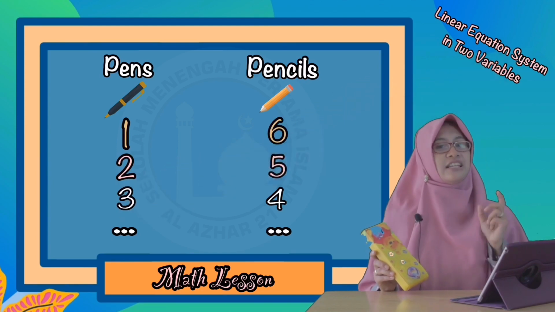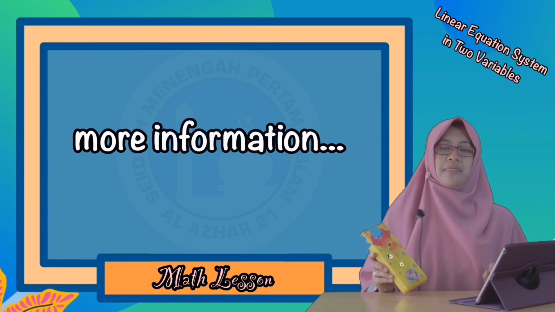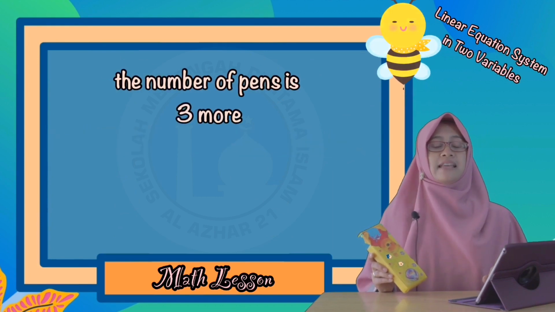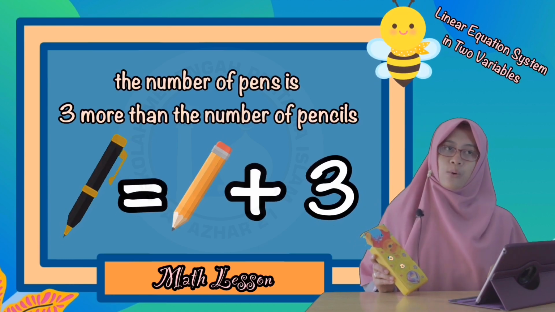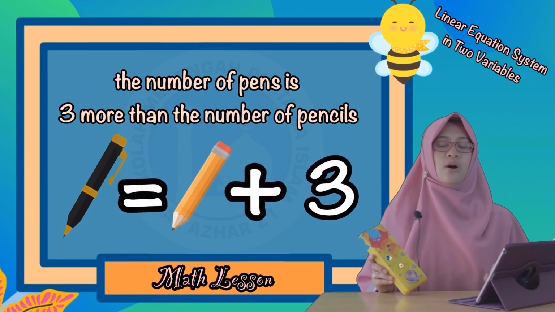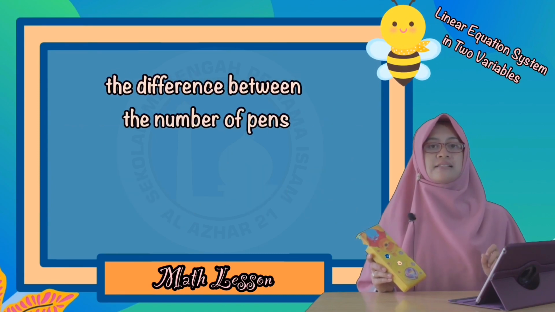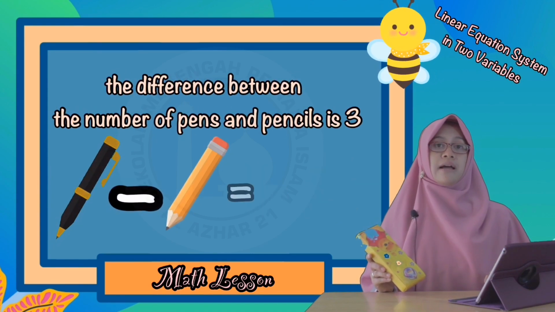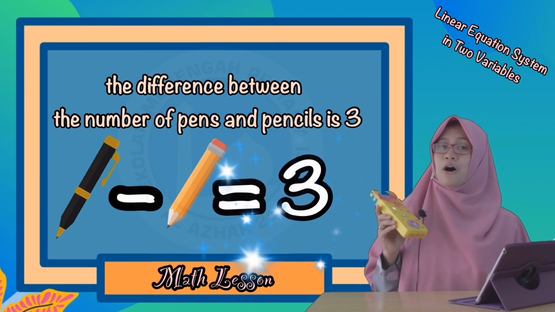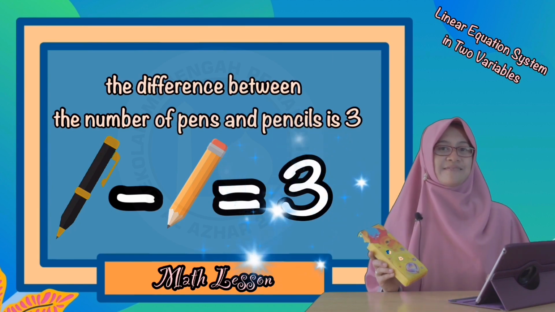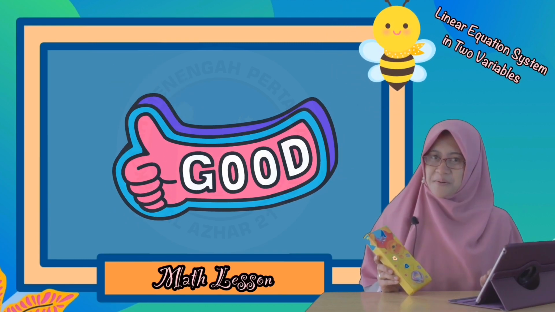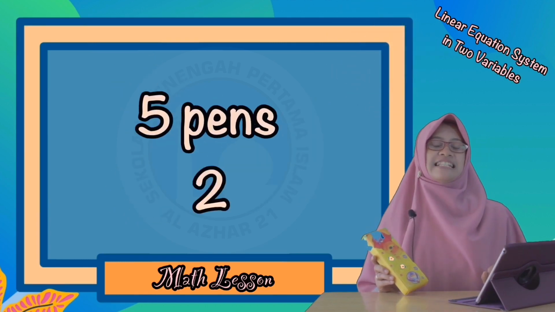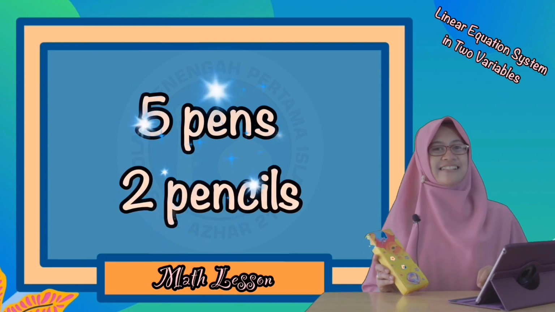But if I give you more information about it, that the number of pens is 3 more than the number of pencils, or we can say that the difference of the number of pens and pencils is 3, can you determine how many pencils and how many pens are in this pencil case? Yeah, good. Your answer is correct. There are 5 pens and 2 pencils in this pencil case.